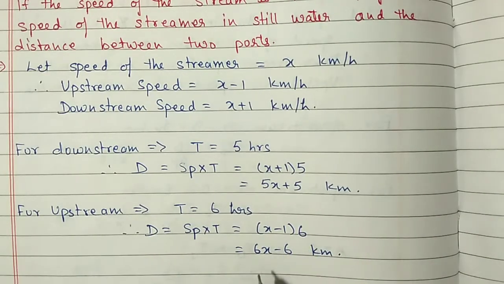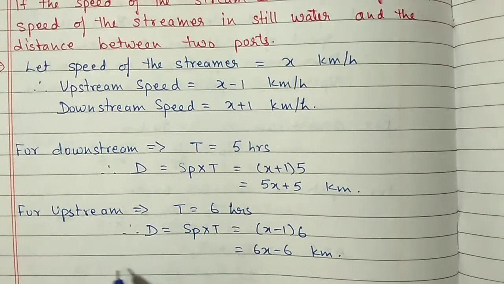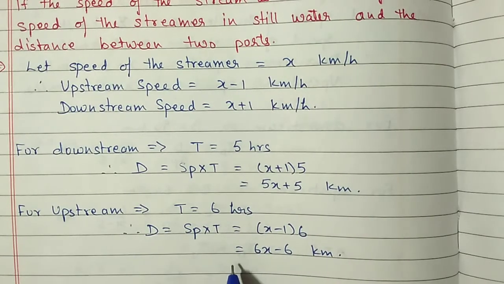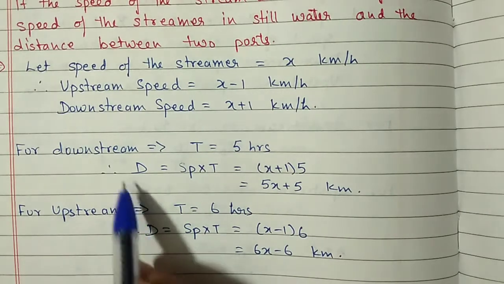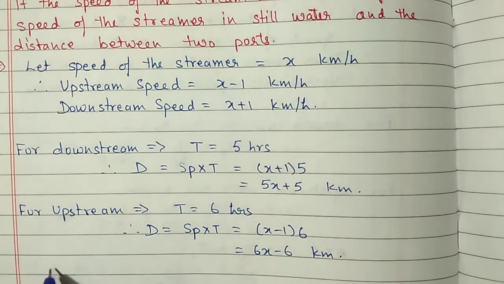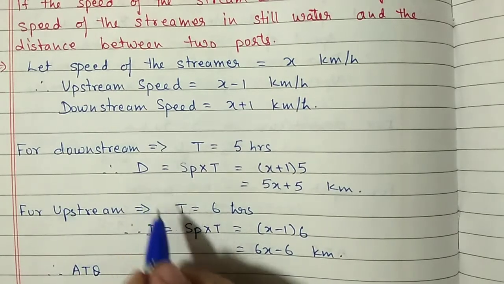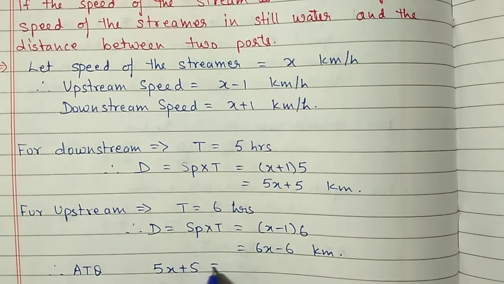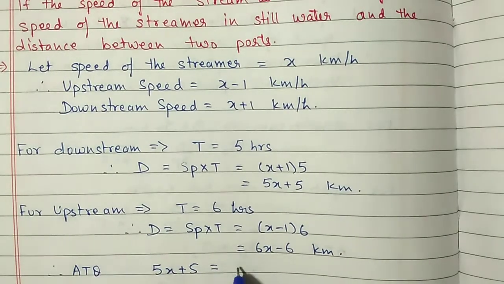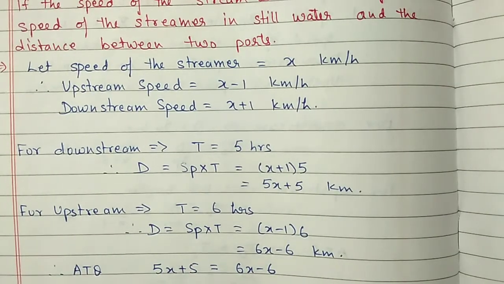But the distance between two ports is the same. The steamer is going from one point to another point and again it is coming back to the same point. So this distance and this distance are the same. Therefore according to the question, this 5x plus 5 is equal to 6x minus 6. So 6x we can shift here.